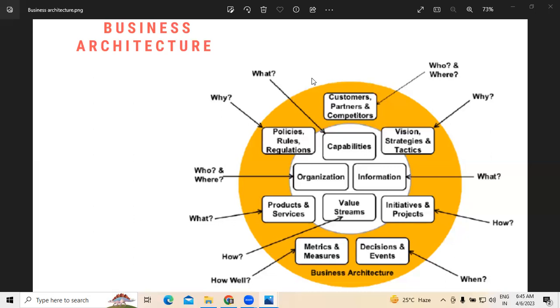Means knowing about the business. At the same time, we must be knowing about the products and services the organization belongs to, right? They may be from manufacturing, they may be from engineering services, they may be from mechanical, electronics, they may be from IT services, they may be from banking and financial services.